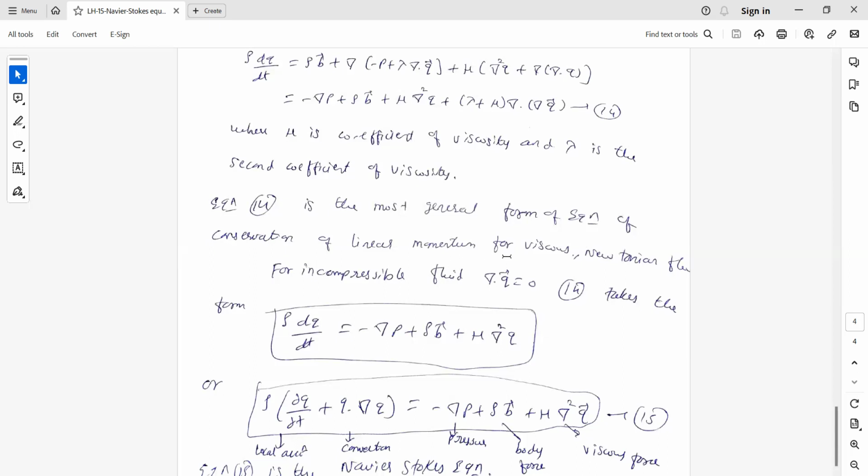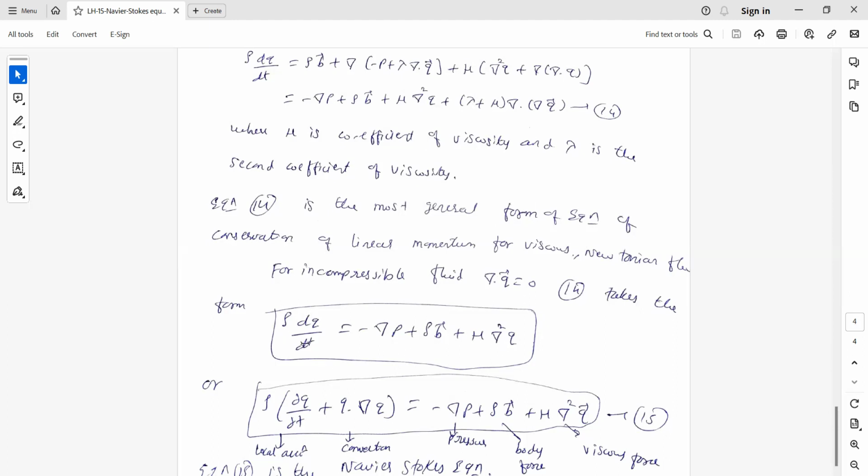If the fluid is incompressible, then grad dot q equals 0, as you know that incompressible fluid means the density is constant. So in the 14th equation the last term vanishes, and you are left with rho dq/dt equals minus grad p plus rho b plus mu grad square q.